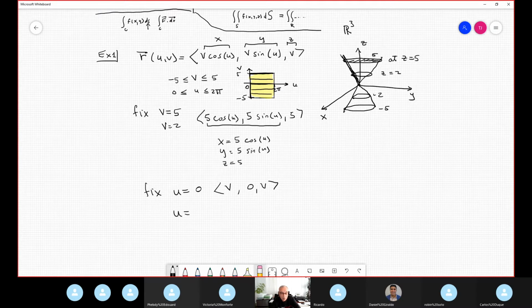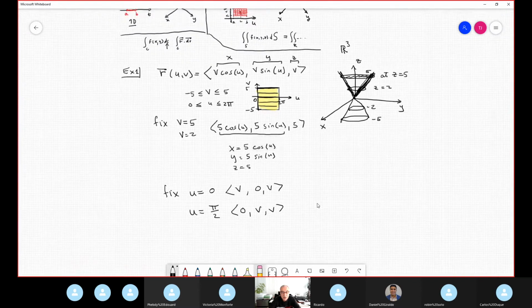Suppose U equal pi over 2. Entonces cosine pi over 2 es 0, sine es 1, and B. It's another line. What kind of line? This line. Entonces es obvio. Now I'm sure, totally clear, that this is the parametric representation for the cone. Double cone in this case, because I consider positive and negative B in the domain. If you suppose that I need only one cone, then I restrict my domain from 0 to 5.